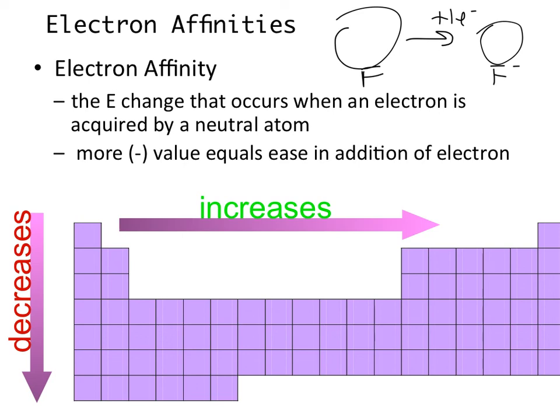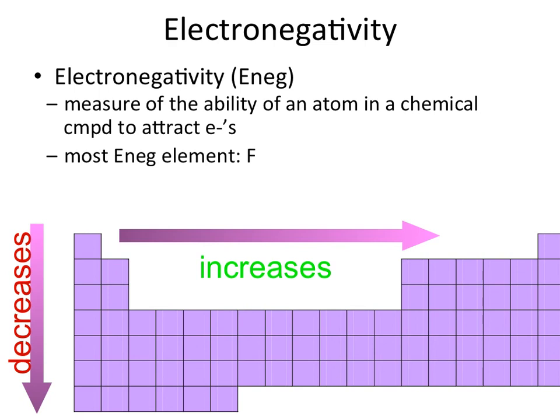The atom is not going to want to pick up electrons because you keep adding electrons to layers that are further and further from the nucleus. The nucleus is not able to hold on as tightly to the electron, so the desire to pick up additional electrons is lowered. Although electron affinity and electronegativity have the same trends, they're actually different things.